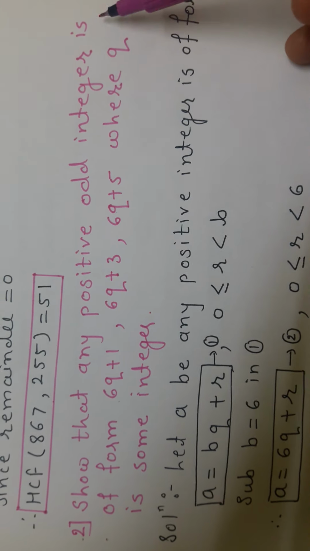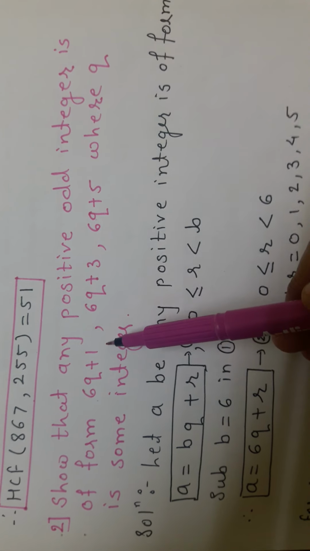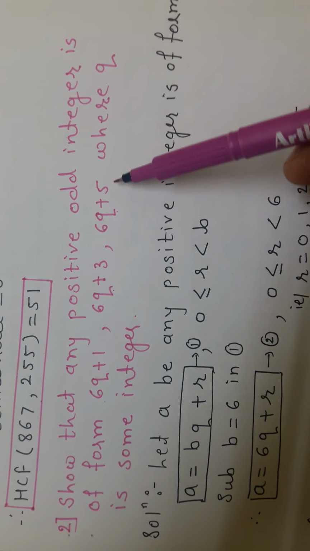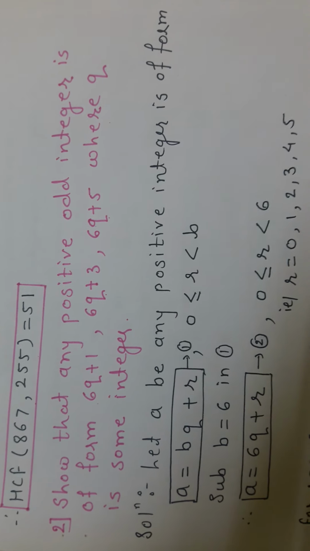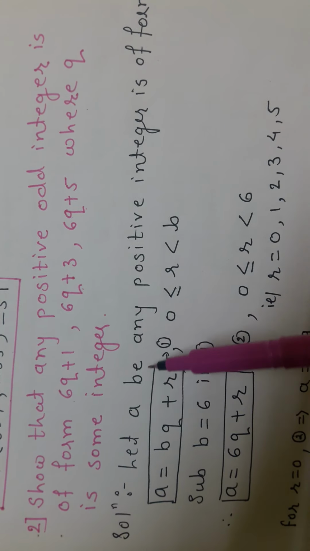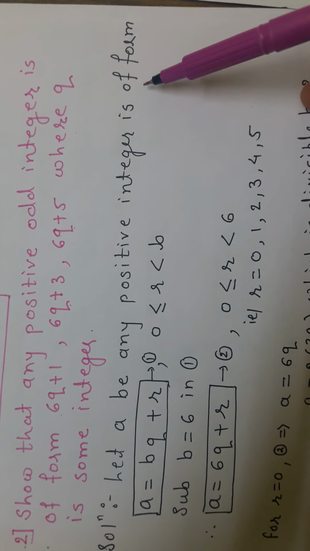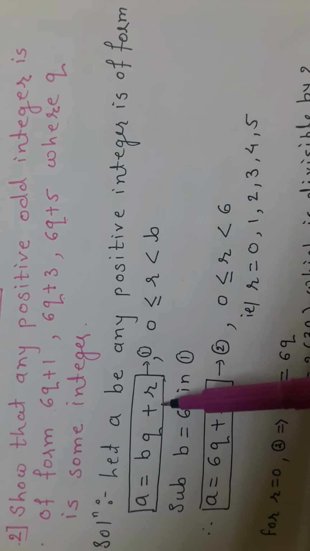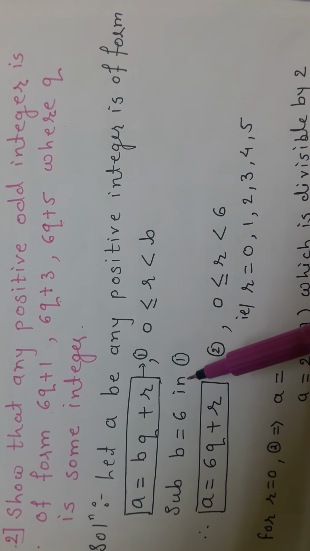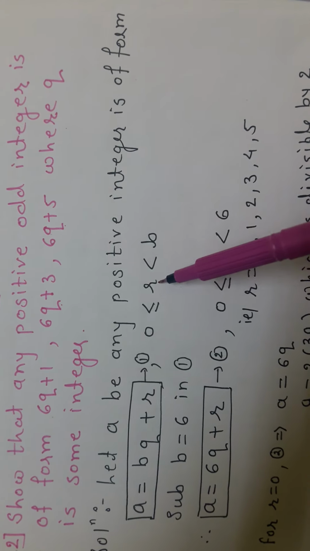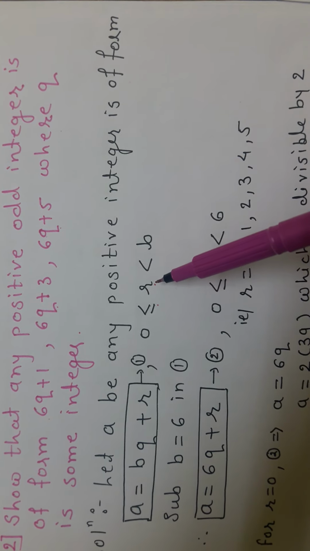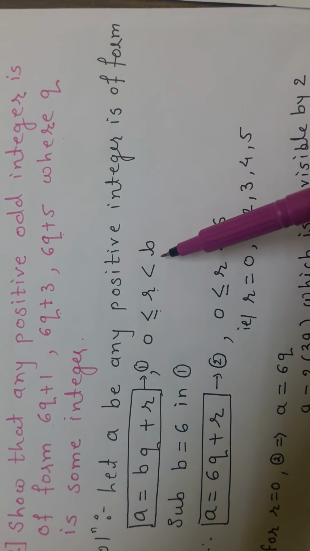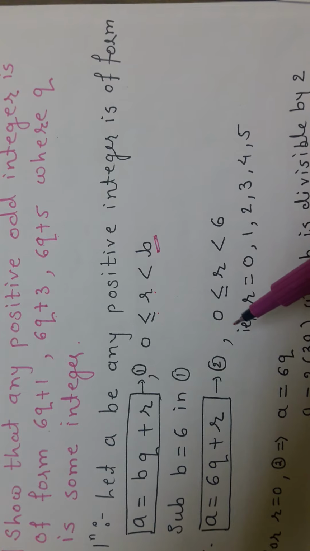Next problem, show that any positive odd integer is of the form 6q plus 1, 6q plus 3, 6q plus 5, where q is some integer. Let a be any positive integer of the form a is equal to bq plus r. This is called the division algorithm. The condition is that r is greater than or equal to 0 and strictly less than b. Already we know very well the remainder can be 0, but it is less than the divisor. This is nothing but the divisor.